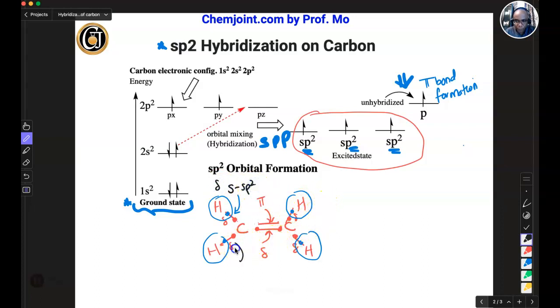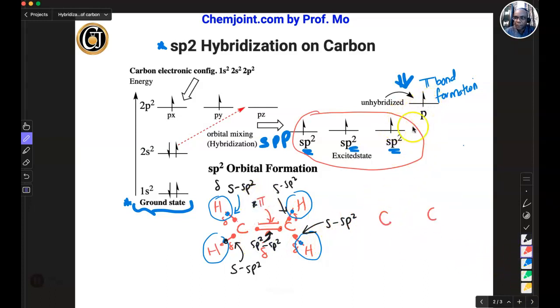That will be the same thing for this sigma bond when those 2 electrons combine: S sp2, and then S sp2. However, this one right here is between 2 carbons, and those 2 red electrons came from an sp2 hybridized carbon. This sigma bond is sp2. Now what about the pi? How is the pi formed?